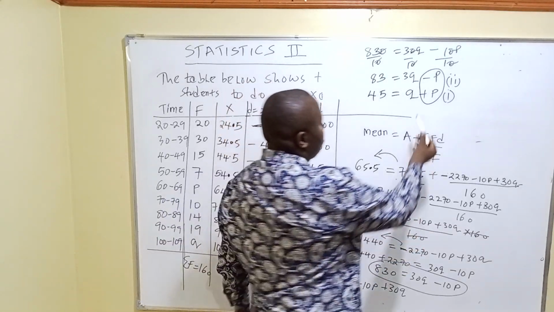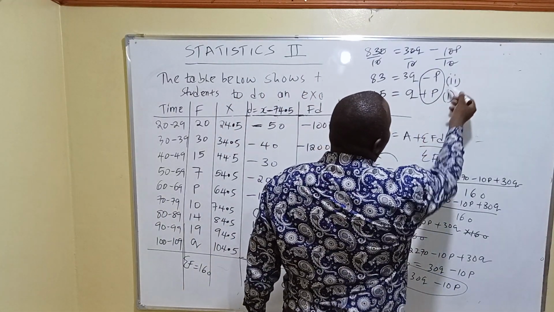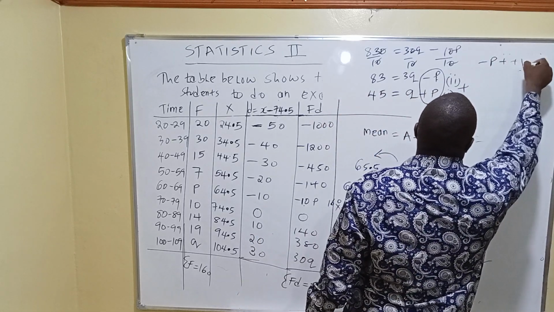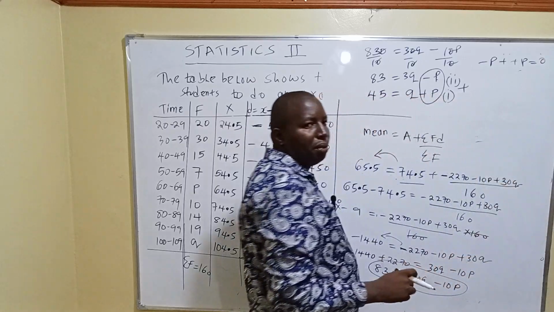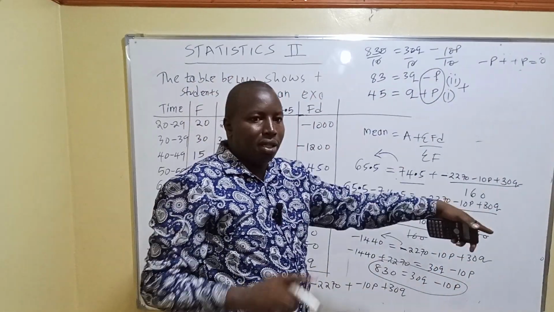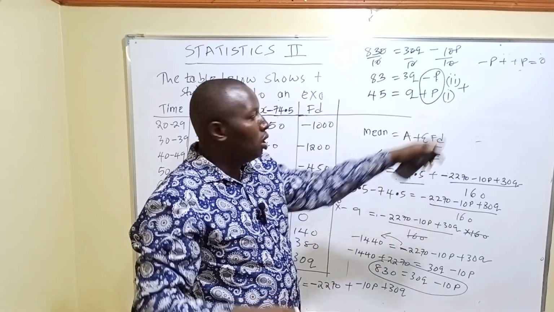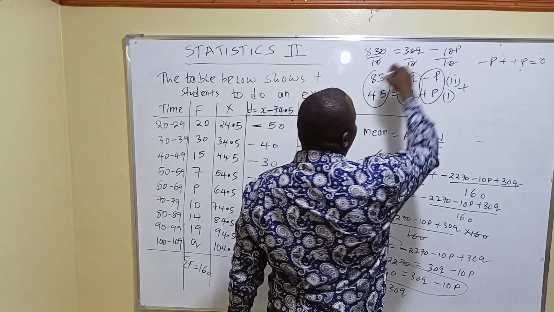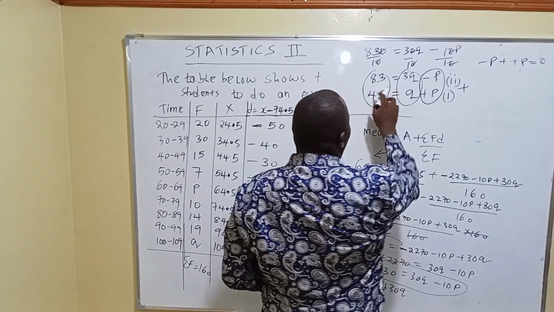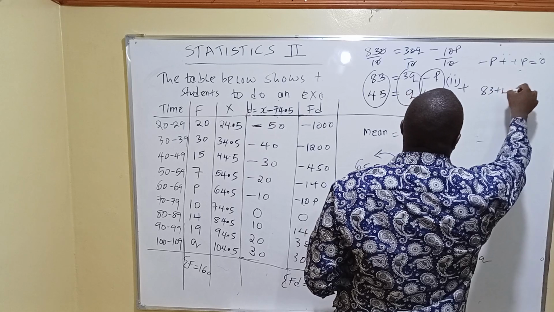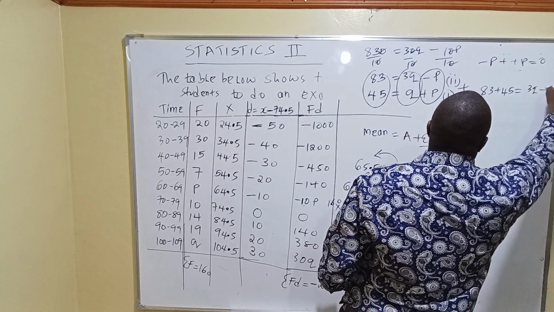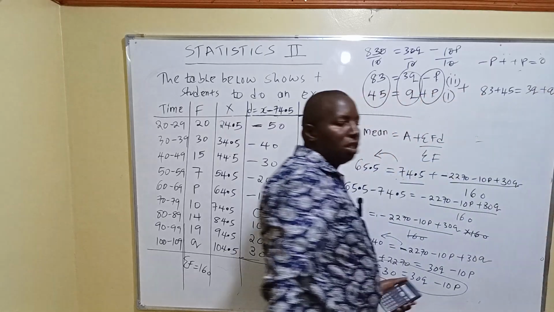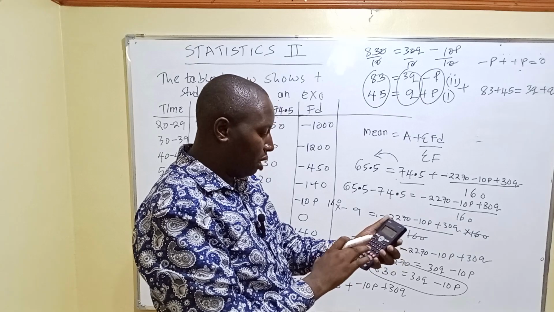So this minus p plus p, if you want to eliminate it, you can only add. Minus p plus p becomes 0. You have already eliminated negative p plus p. Because you have added this one, you also add this and this. So you say 83 plus 45 is equal to 3q plus q. In this case, you get 83 plus 45.